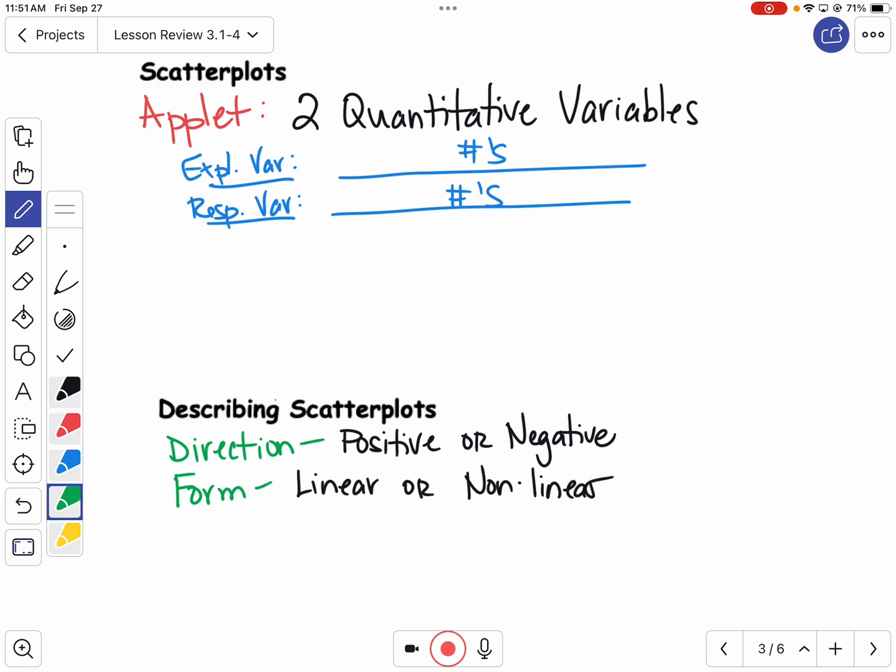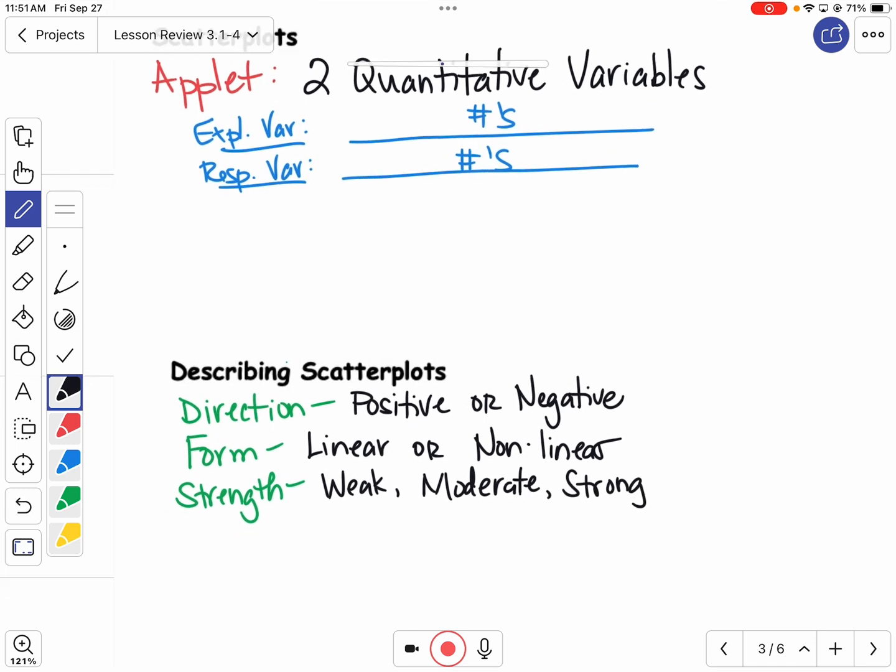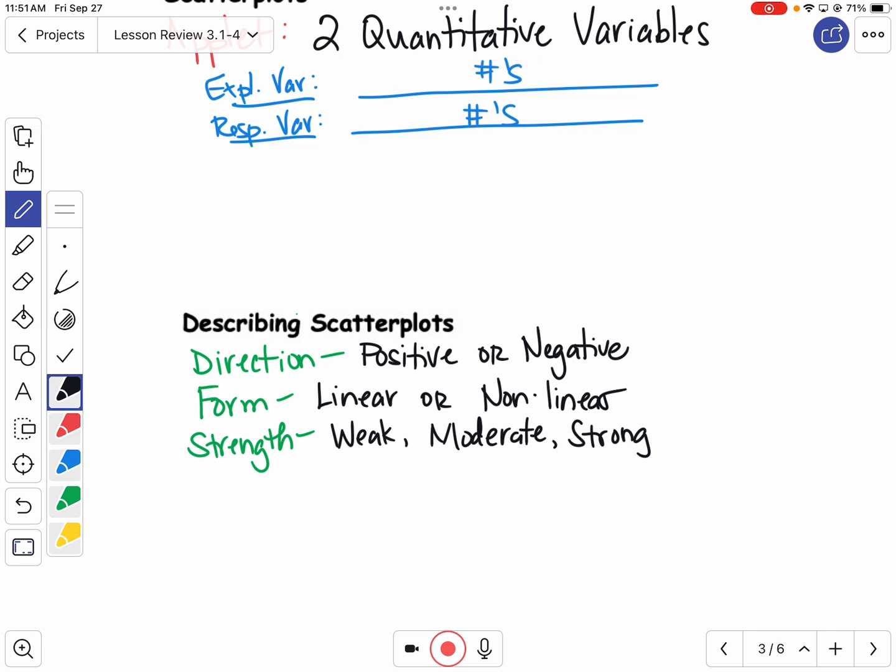And then its strength, we actually had 4 words, but I think most of these will stay. It's either weak, moderate, or strong. So those are the 3 options for that description. And then the only other thing we talked about were outliers, and they are outside the pattern.